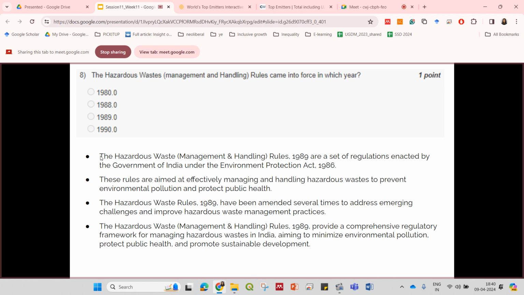So these rules have been amended several times to address emerging challenges and for improving hazardous waste management practices. And they basically provide a comprehensive regulatory framework for managing hazardous waste in India. And they aim to minimize environmental pollution and to protect public health and promote sustainable development. So I hope this is clear. Moving on to the next one.